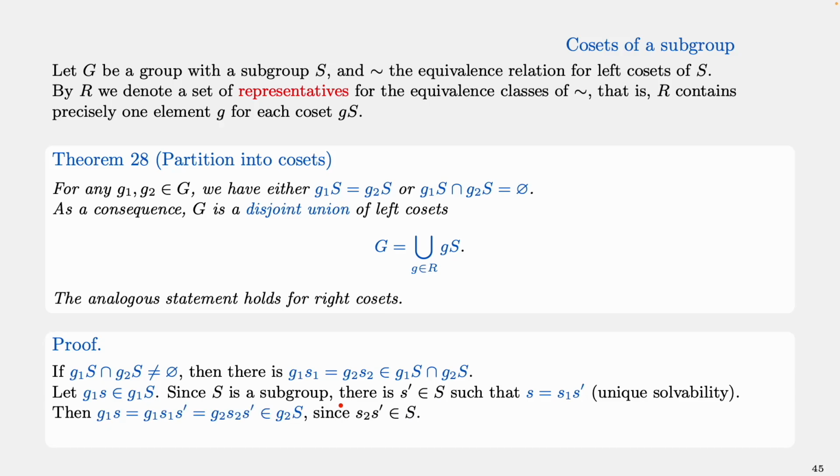But then g1 s is, if I plug this in, the same as g1 s1 s'. And now I can replace g1 s1 by g2 s2 here. So this becomes g2 s2 s'. But s2 s' is just an element of the subgroup S, so this is contained in g2 S. So I've shown that any element of g1 S is contained in g2 S, so g1 S is a subset of g2 S. But I can just reverse the argument for an element from g2 S and show that it's contained in g1 S, and that means the two sets, g1 S and g2 S, have to be identical. And that proves this theorem here.